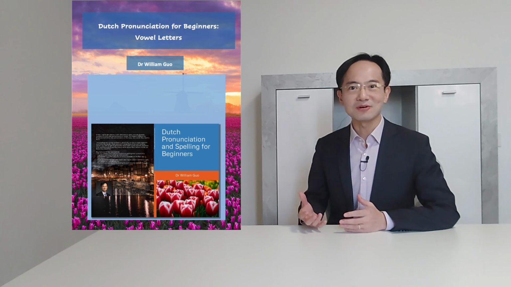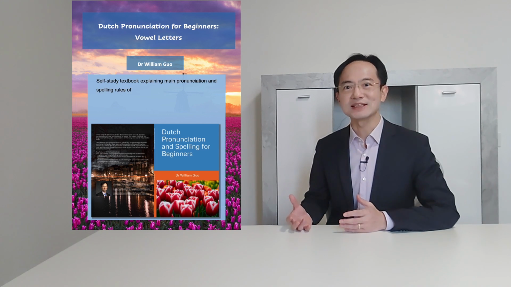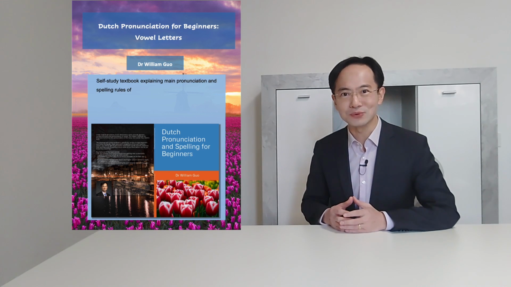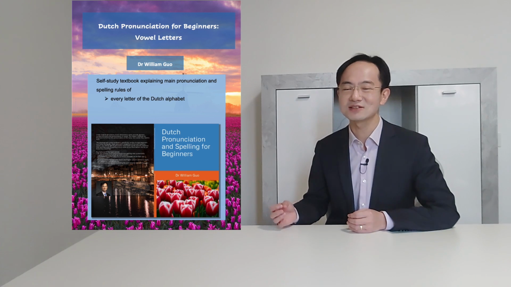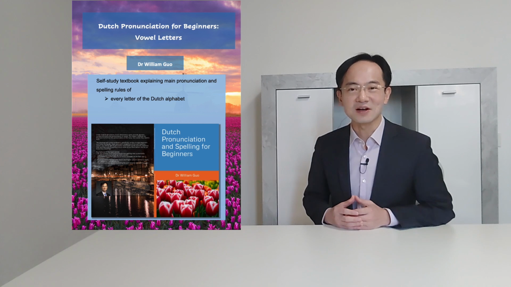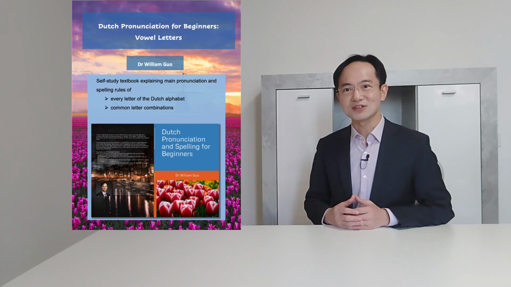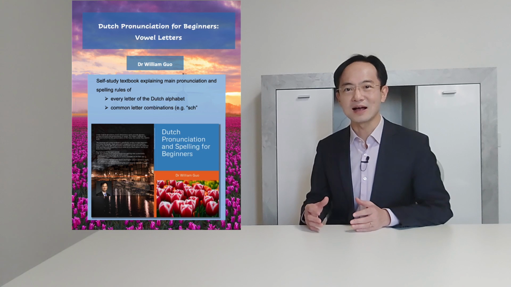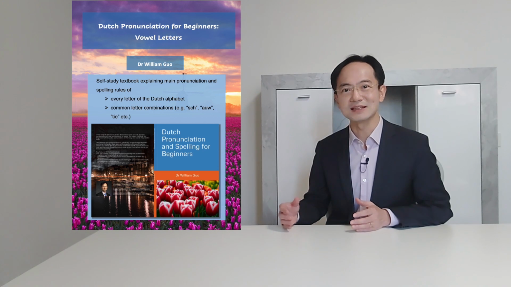This is a practical self-study textbook that explains the main pronunciation and spelling rules of every letter of the Dutch alphabet. It also explains the pronunciation rules of the common letter combinations such as SCH, AUV, TIE, and so on.